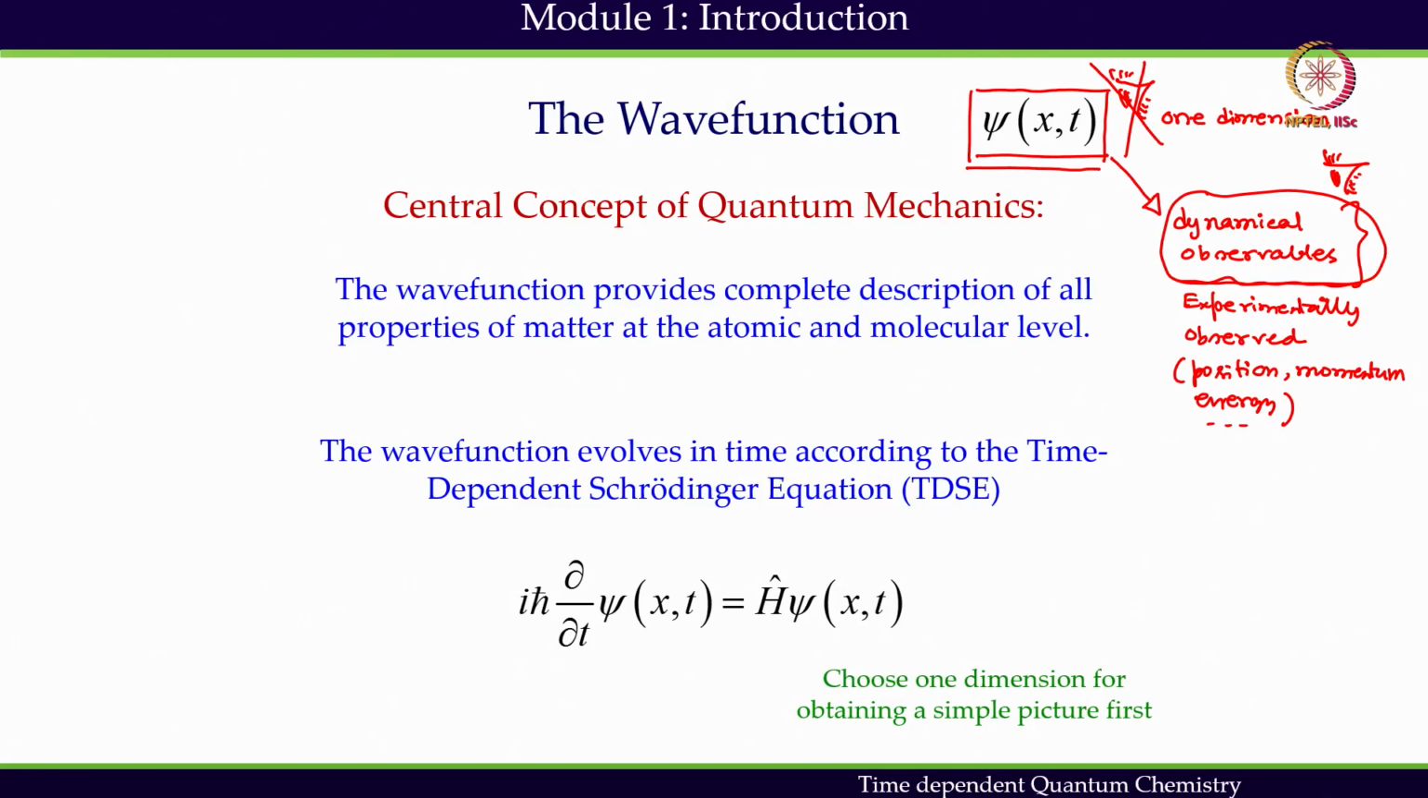The wave function, which is a function of position and time, evolves in time according to the time dependent Schrodinger equation that is given here. This is the one dimensional time dependent Schrodinger equation, often abbreviated as TDSE. As we can note here, the TDSE is first order in time. This is first order in time.